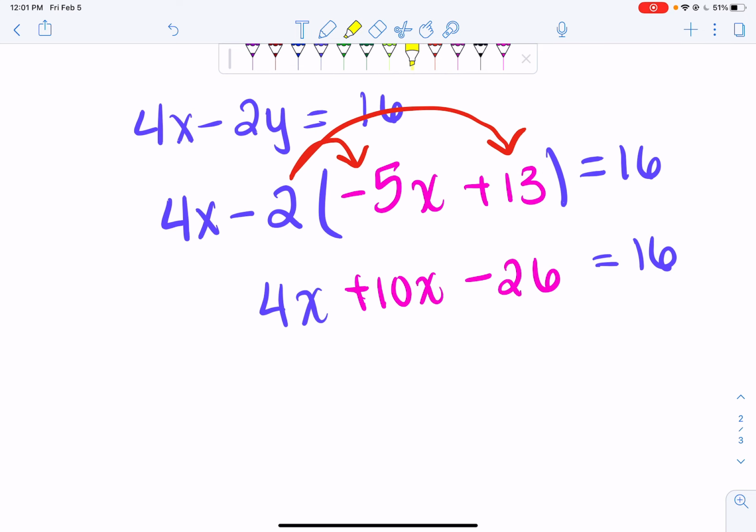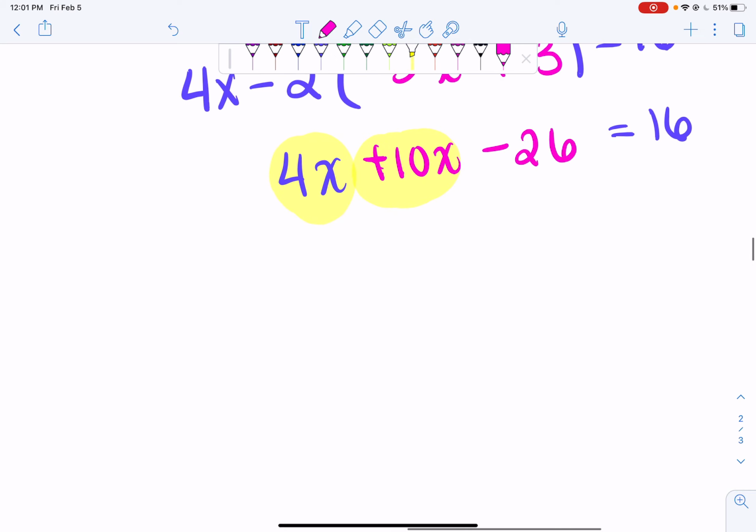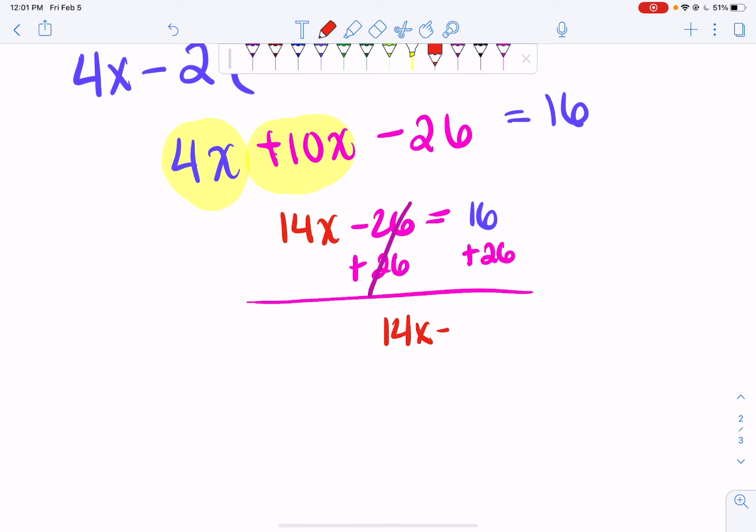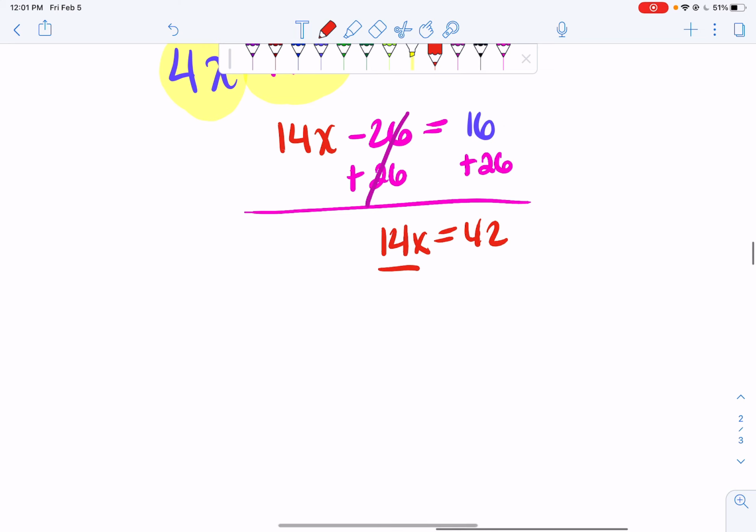What we now do is combine our like terms. My 4x and my 10x. 4x plus 10x is 14x, sorry, not 16x. And I take away my 26, and that's equal to 16. What I now do is I want to get x by itself, so I'm going to have to add 26 to both sides. When I do 26 plus 16, I get 14x is equal to 42. And I'm going to divide both sides by 14 and get x equals 3.